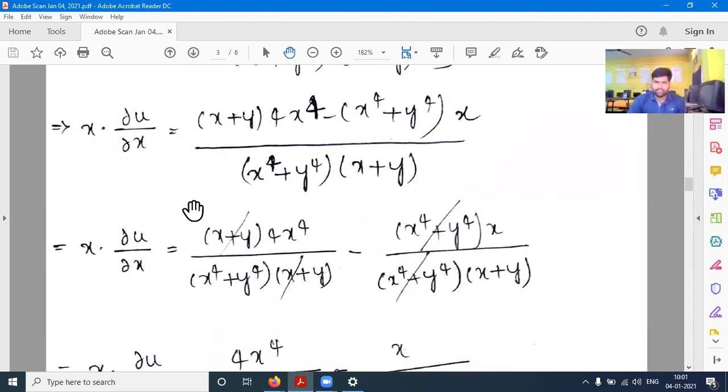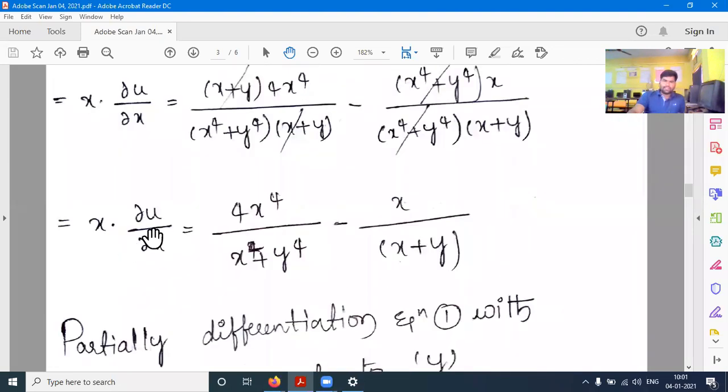So here x plus y into 4x to the power of 4, we are separating these ones, divided by x to the power of 4 plus y to the power of 4 into x plus y, minus x to the power of 4 plus y to the power of 4 by x to the power of 4 plus y to the power of 4 into x plus y, multiplied by x. So here x plus y will get cancelled, and x to the power of 4 plus y to the power of 4 will get cancelled.